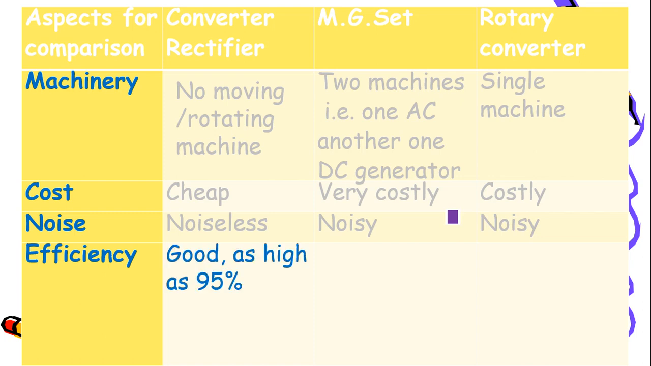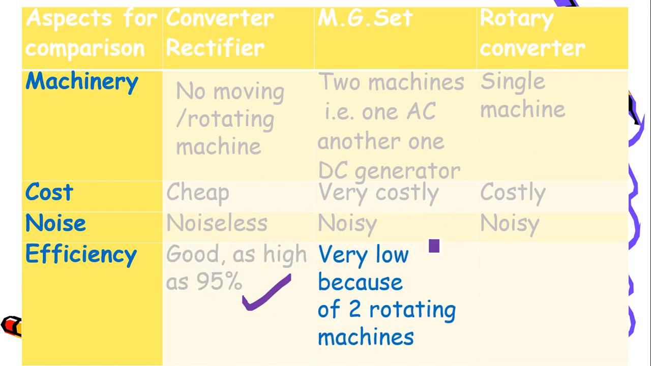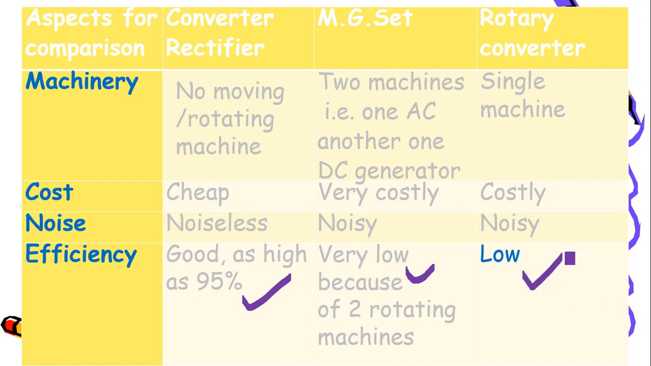Efficiency. Let us see which has higher efficiency. The electronic rectifier will have higher efficiency, up to 95%. It's a great efficiency. And the MG set has two machines, and because of the rotating construction and all, it has very low efficiency. And the rotary converter also will have comparatively lower efficiency compared to the converter, and the MG set will have the least efficiency. The most important things for the operation part are the cost and efficiency. Any designer will select what has lesser cost and higher efficiency.